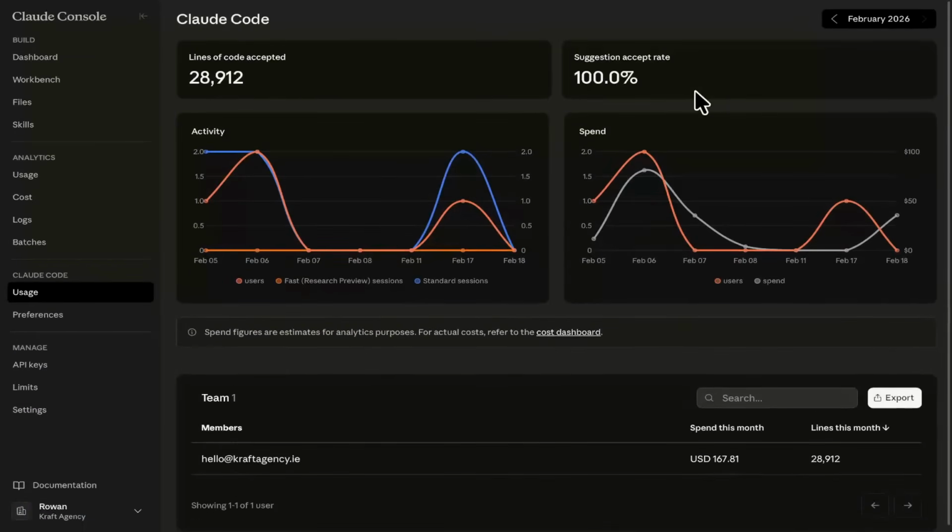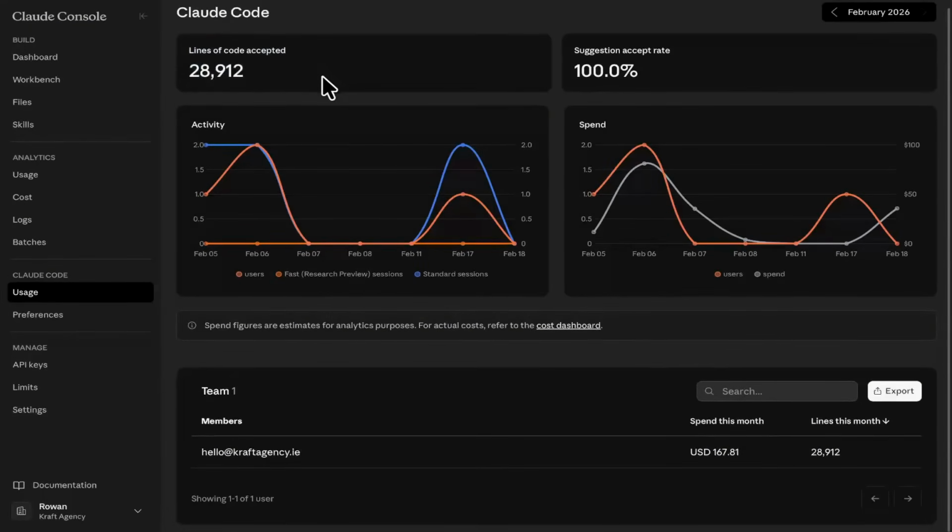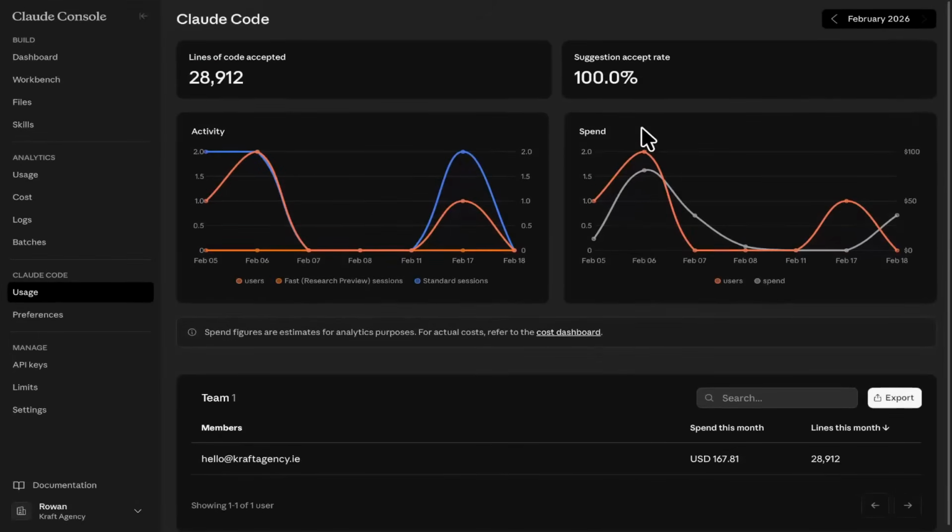Okay, so I believe these are my extra usages over the $200 max plan, right? I think. I'm not exactly sure how this works, guys, to be honest with you. But you can see I am a power user of Claude Code. I'm sure a lot of people have more usage than this.